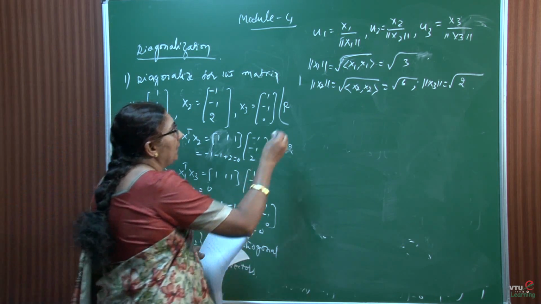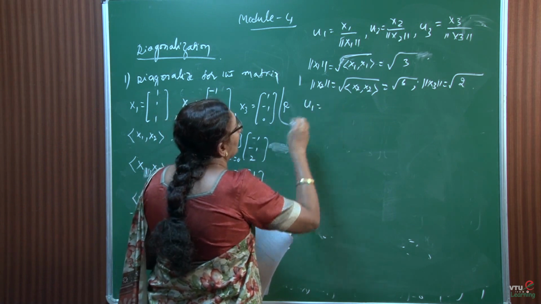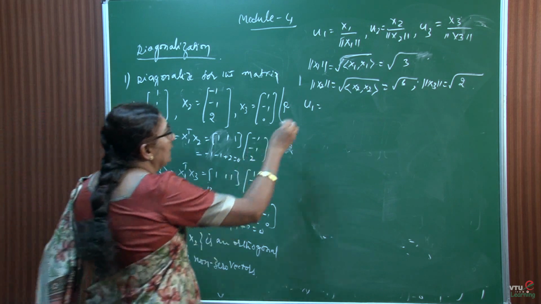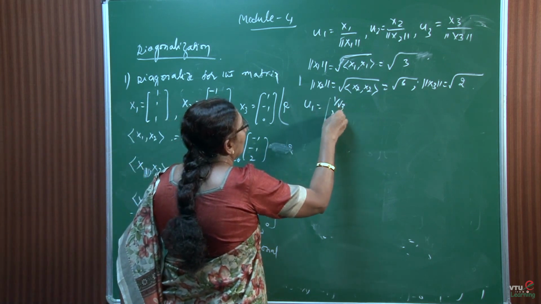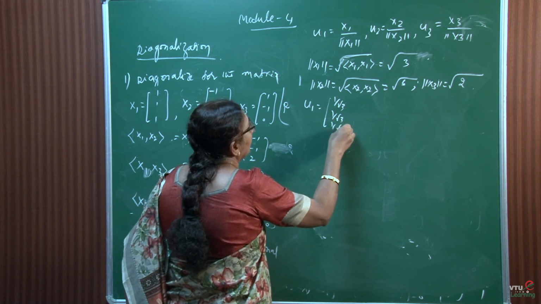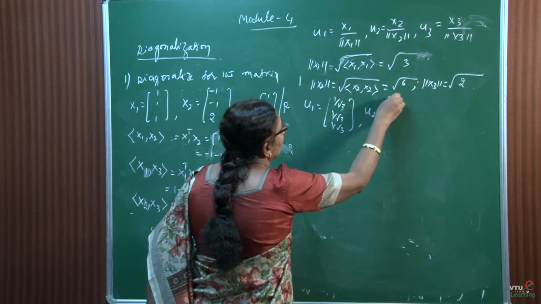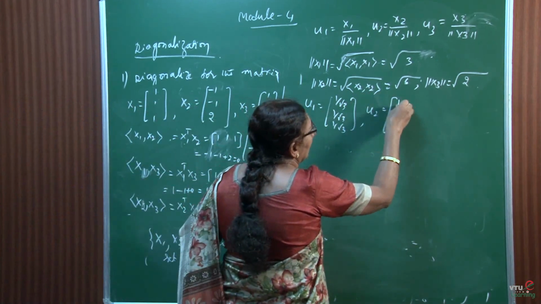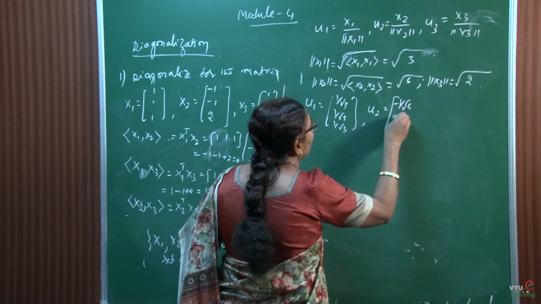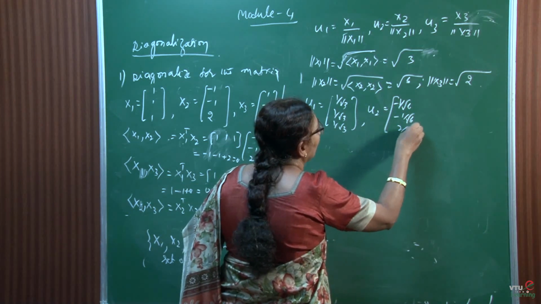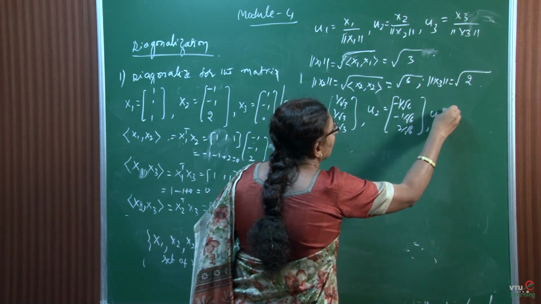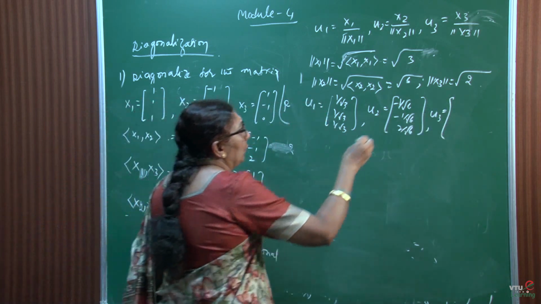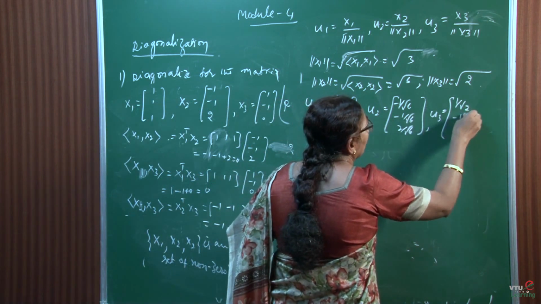Okay. From that we have to find out u1. What is u1? x1 divided by root 3, which means 1 by root 3, 1 by root 3, 1 by root 3. Okay. And also take u2. u2 is nothing but x2 divided by root 6: minus 1 by root 6, 1 by root 6, 2 by root 6. u3, what is u3? This is x3 divided by root 2: 1 by root 2, minus 1 by root 2 and 0.